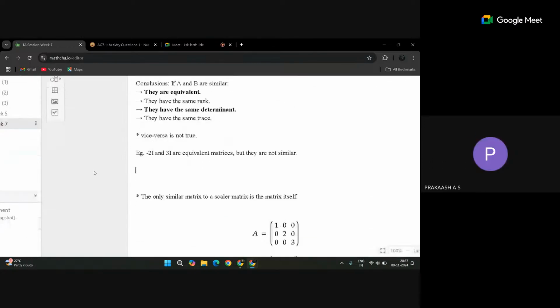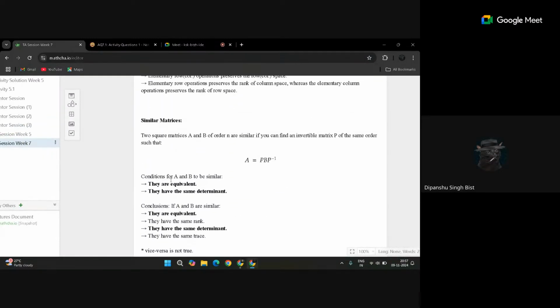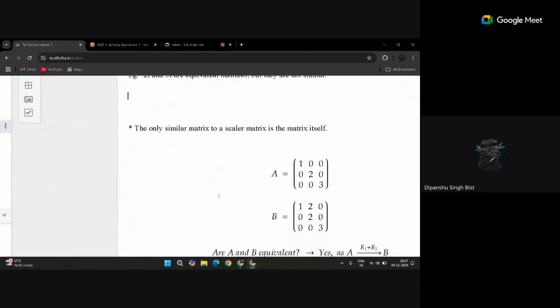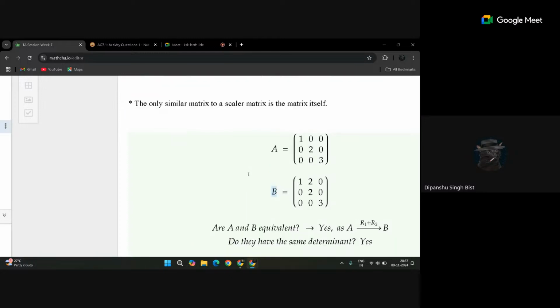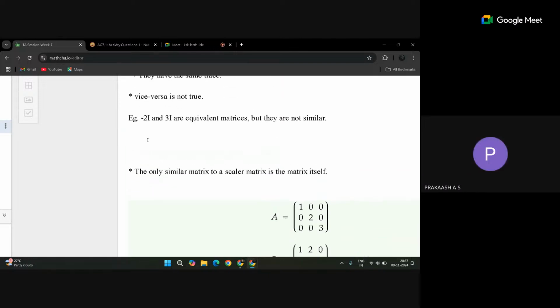Equivalent, similar. How are you checking that? By applying elementary row transformations, it will be equal. For equivalent, we saw that if one matrix could be obtained from another matrix. So here B could be obtained from A if we just do the operation R1 plus R2.